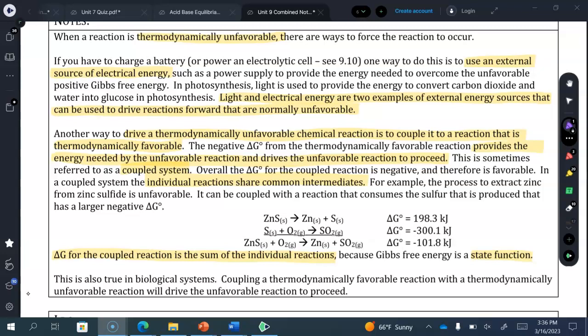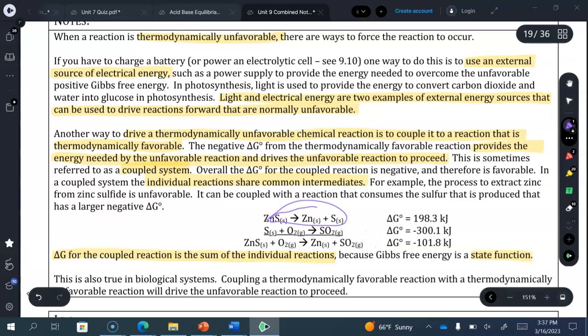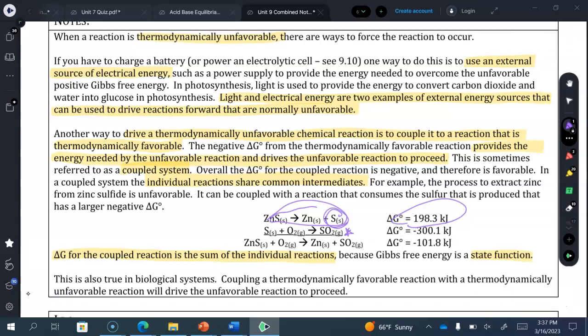For example, the process to extract zinc from zinc sulfide is unfavorable. We see that with the positive delta G. However, we can couple it with another reaction that is going to use up this intermediate so that the reaction proceeds forward, and thus it has a larger negative delta G. So the delta G for the coupled reaction is the sum of the individual reactions.